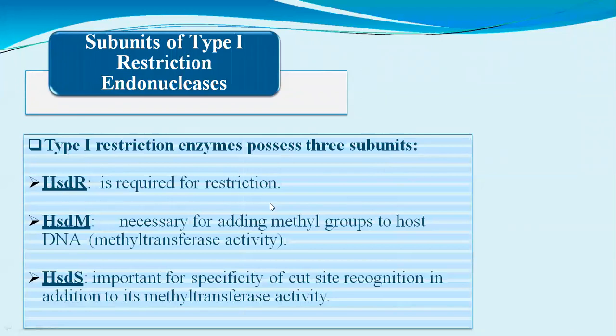So HSDR is required for restriction, HSDM is required for the addition of the methyl group, HSDS is required for the specificity of the cut site recognition in addition to its methyltransferase activity. So these are the subunits of the type 1 restriction endonucleases. These subunits need to be there with the restriction enzymes in order to make sure that the enzyme works. Without them, the goal we are trying to achieve will not be achieved.